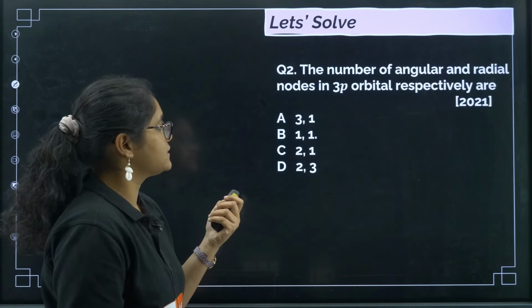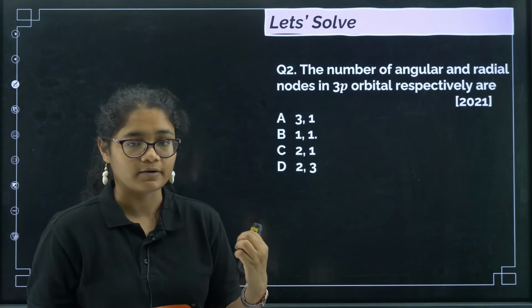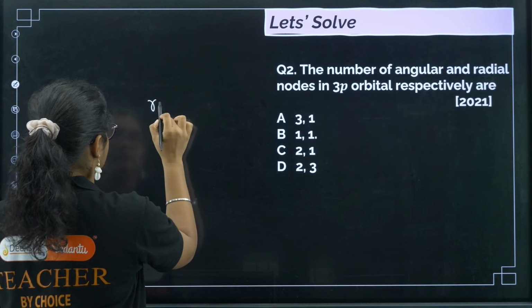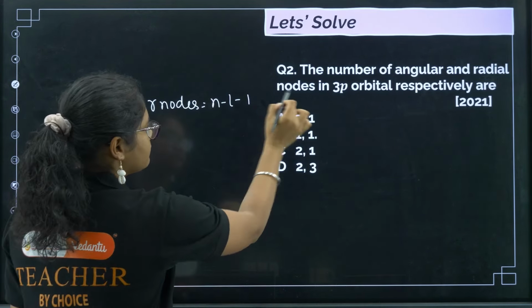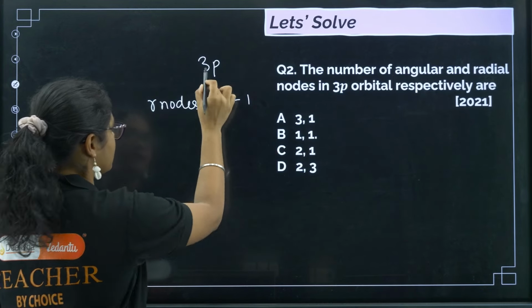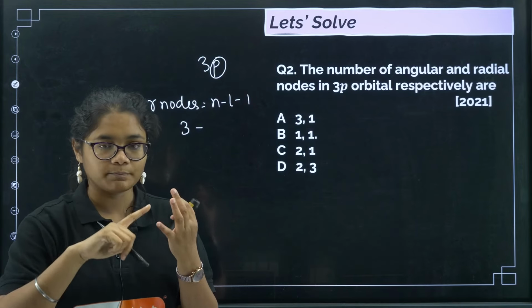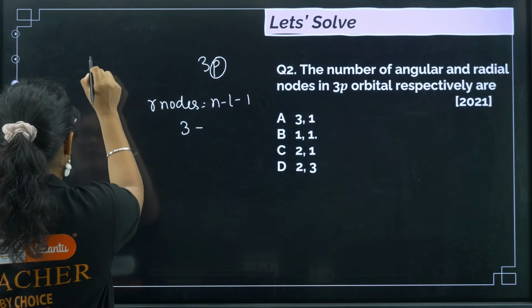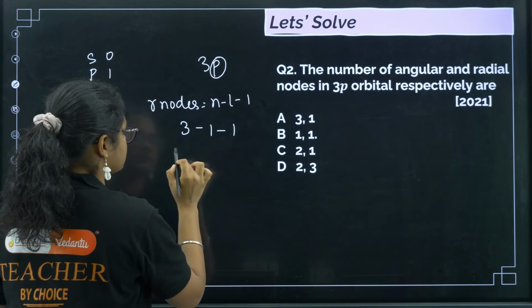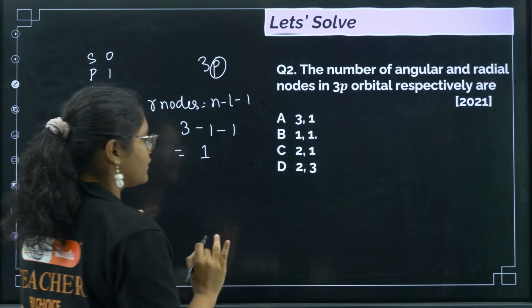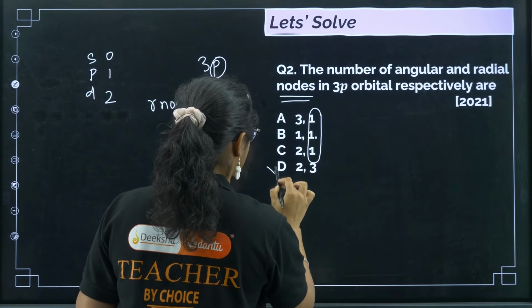Next question, the number of angular and radial nodes in 3p orbital respectively are. So we have the formula of radial nodes as radial nodes is equal to n minus L minus 1, right? So for 3p, we need n is equal to 3, and L value for p. So for s, p, d, if you remember, L is 0, 1, 2. So 3 minus 1 minus 1, so that is 1. Okay, so I got 1 as the radial node. That means the last option should be 1, so we can eliminate this option.